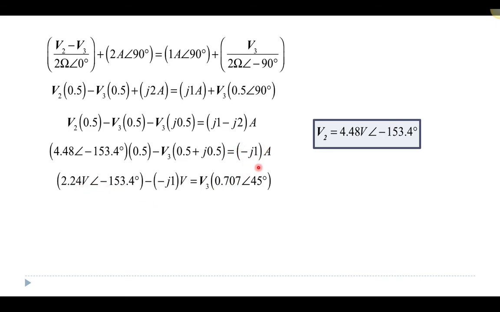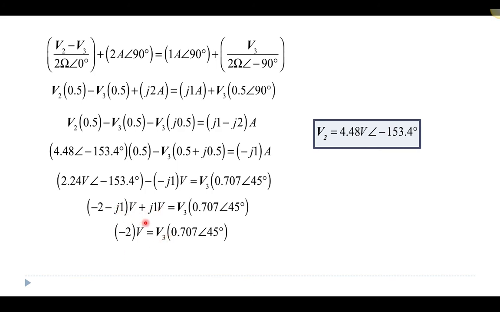When I move this term for the current to the other side of the equation, it becomes negative, right? So this term has been moved over here, and then the voltage V3 is moved over to the other side of the equation and it becomes positive. I have also taken the rectangular form that's in front of V3 and converted it into the polar form. I need to add these two terms together, or subtract, I guess you would say. And in order to do that, my term here needs to be in rectangular form. So I convert that into rectangular form, and then I'm going to add it to the piece over here.